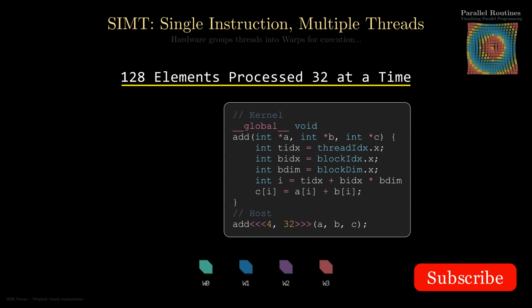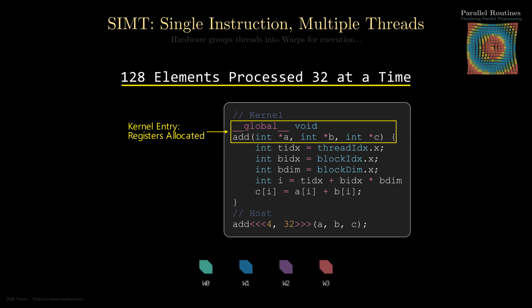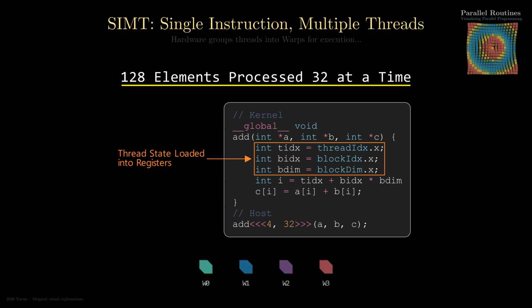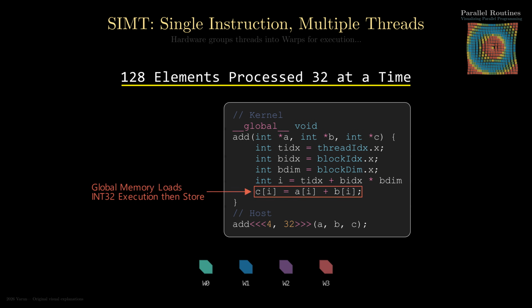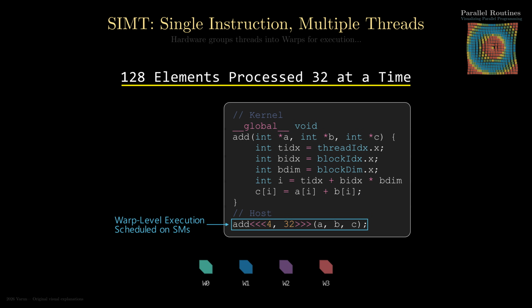Now, let's continue. The kernel is launched, and registers are allocated for each active thread. Each thread loads its block and thread indices into registers to establish its execution context. Integer arithmetic is used to compute each thread's global memory index. Operands are loaded from global memory, the computation is performed, and results are written back. Here, the CPU instructs the GPU to execute the kernel with the given configurations and kernel parameters.